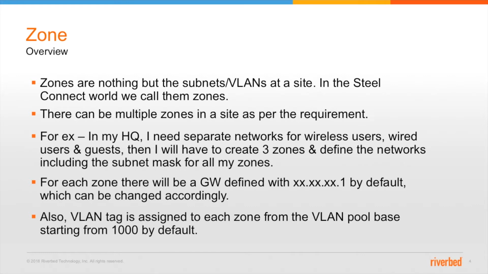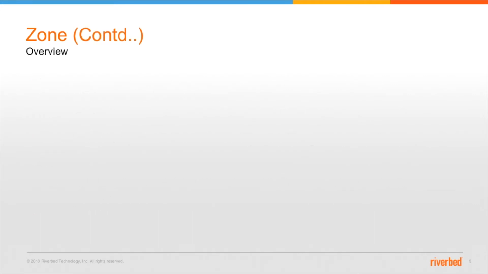For each zone, there will be a gateway defined with last octet as .1 by default, which can be changed accordingly. Also, VLAN tag is assigned to each zone from the VLAN pool base starting from 1000 by default.